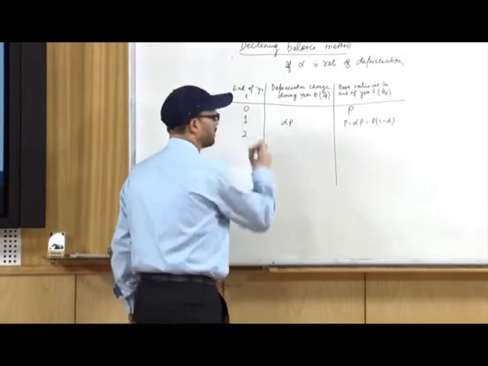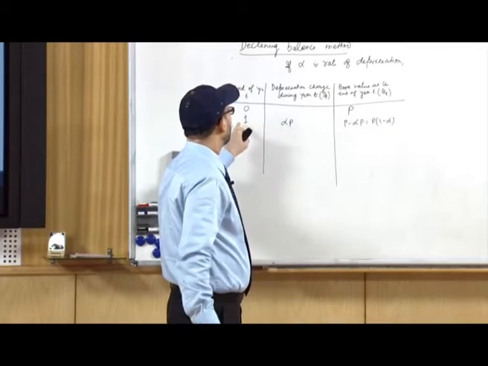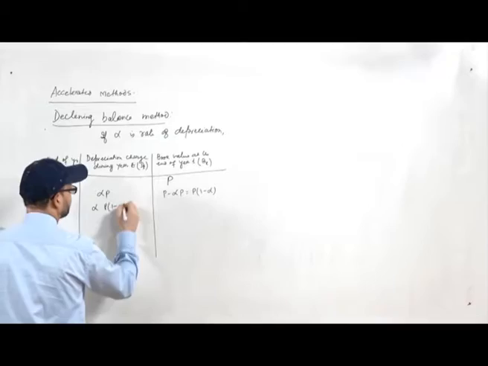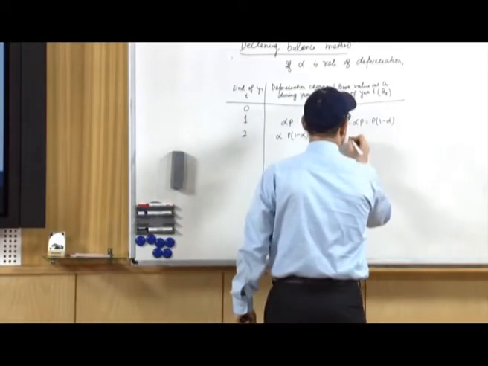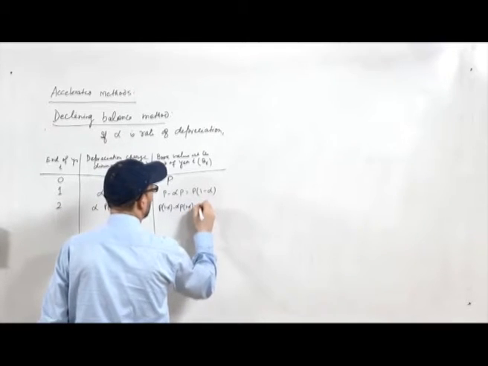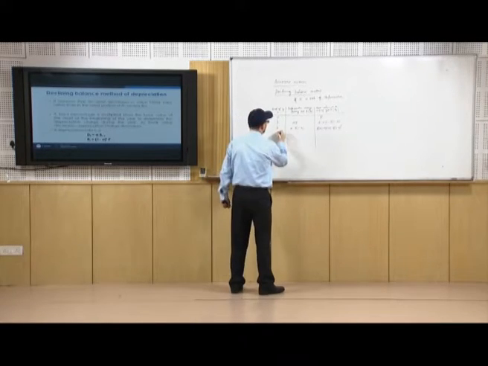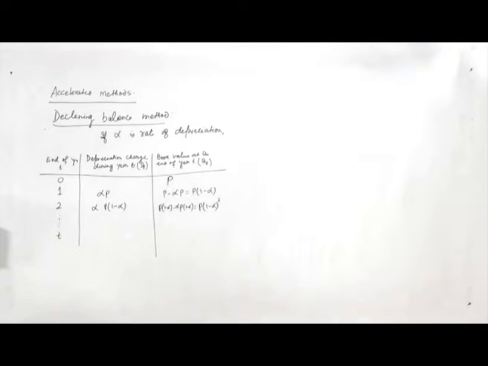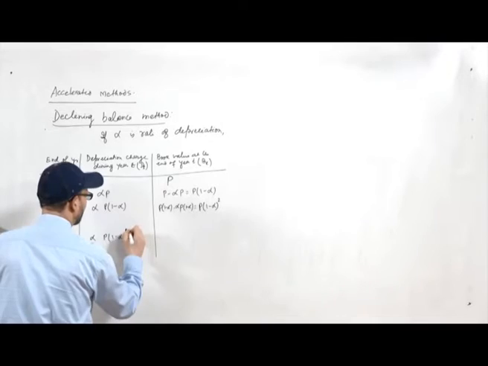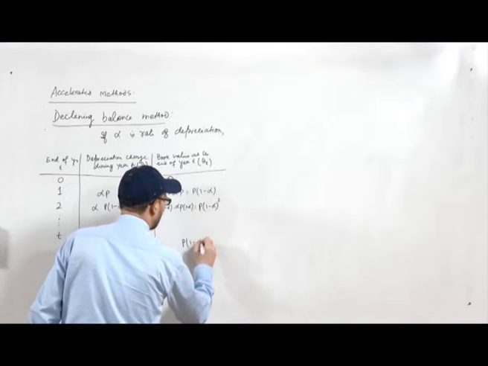In the second year, the depreciation charge will be calculated as alpha times the book value at the end of the first year. So, it will be alpha times P into 1 minus alpha. The book value will be P into 1 minus alpha minus alpha times P into 1 minus alpha, which equals P into 1 minus alpha raised to the power 2. If you go this way, at the end of year t, the depreciation charge will be alpha times P into 1 minus alpha raised to the power t minus 1, and the book value will be P into 1 minus alpha raised to the power t.